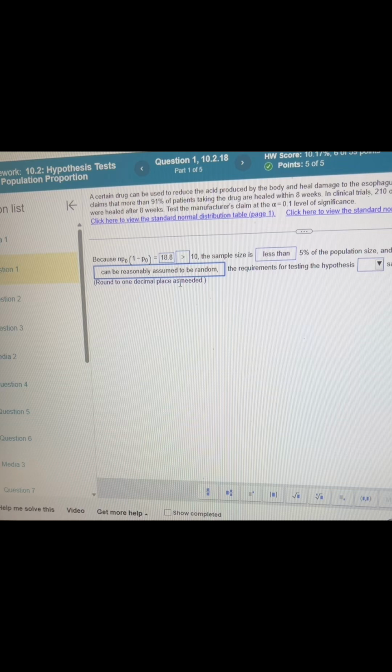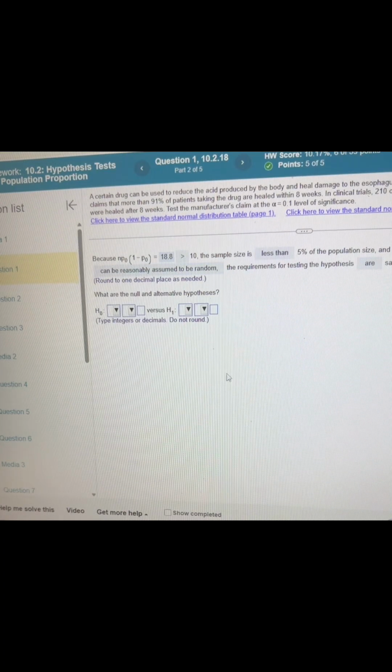This is always greater than 10. This is always less than 5%. Can reasonably assume to be random. There's only this answer and then one other answer where it tells you it's random. Those are the only two options. The other ones are bogus. And this is always R.